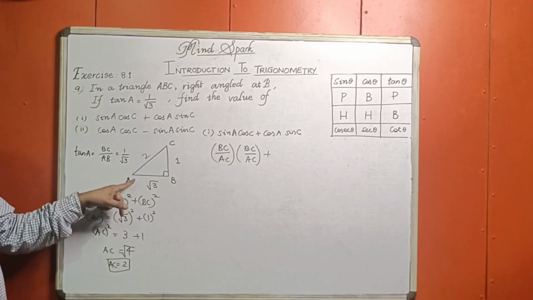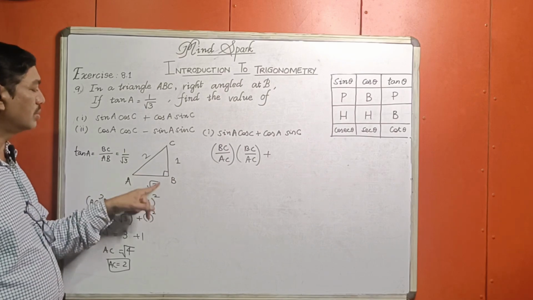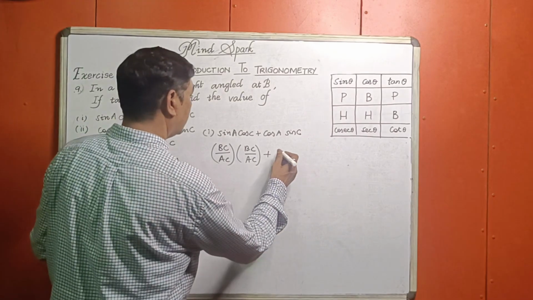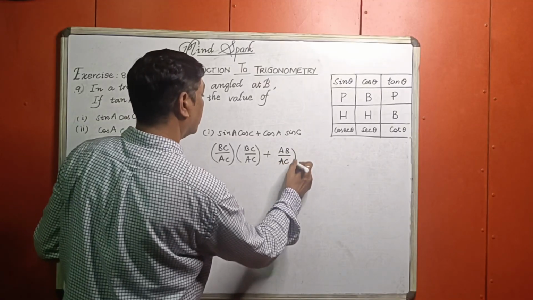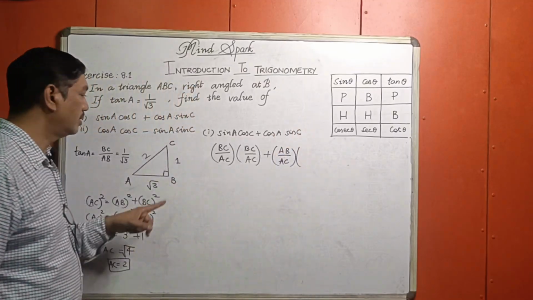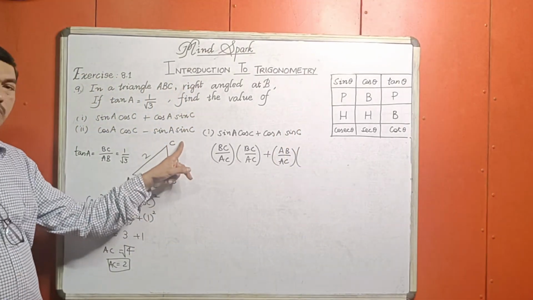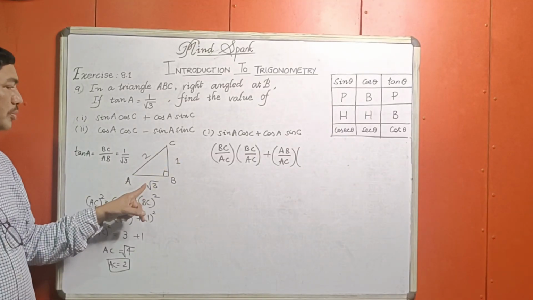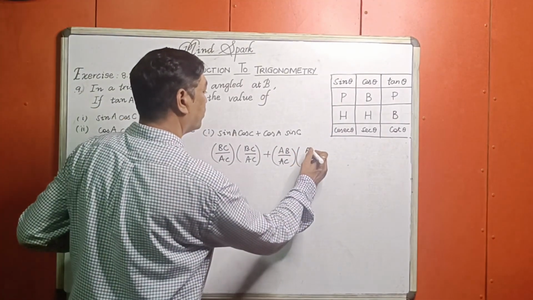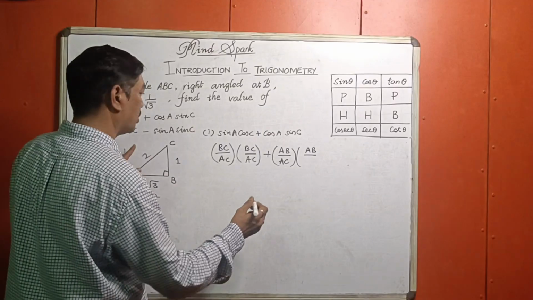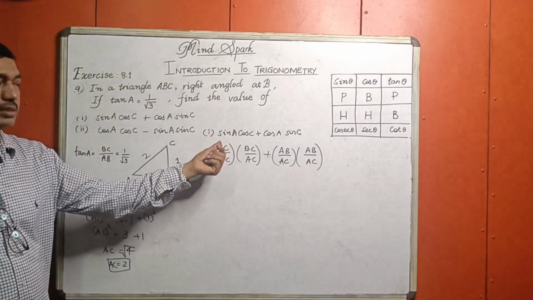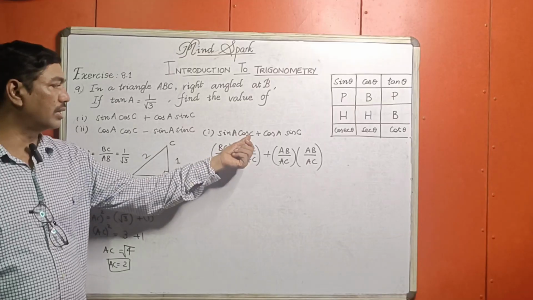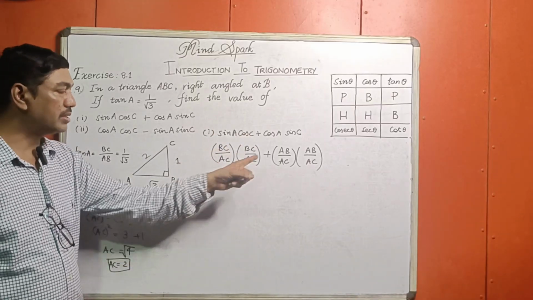So this is cos A is base by hypotenuse. So you write AB by AC. Clear? And in place of sin C, when you talk about sin C, which is the opposite side? AB is the opposite side. So you write AB by hypotenuse, AC. So be careful with the angle. Whatever A is there, it is angle. C is angle. Okay.